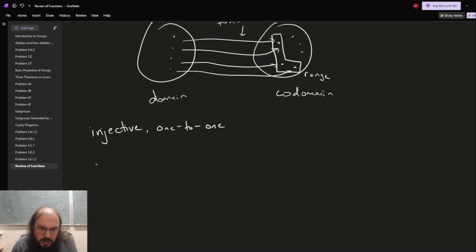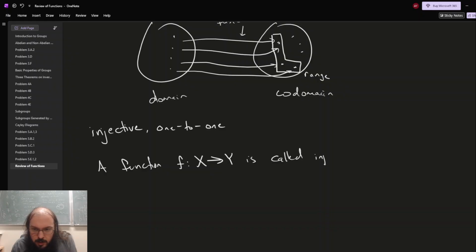And let's give a precise definition. A function f from X to Y, just two sets, is called injective if, given two different points, they go to two different places.